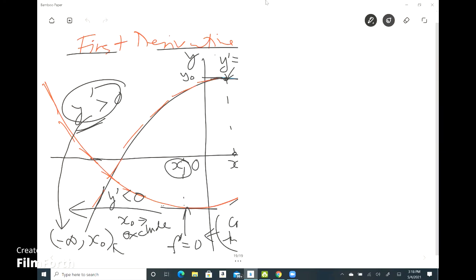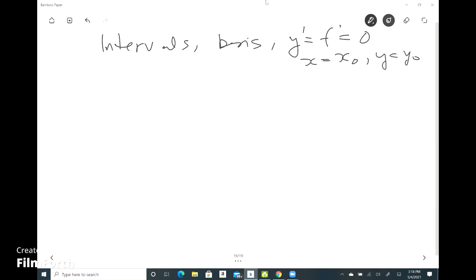I put the table here. You can break it down into intervals. The basis of the intervals will be where y prime, or f prime, is equal to 0. Suppose that happens at x equal to x0, and of course you can find the value of y, that is y0. But sometimes we don't have to worry about the y now, just worry about the x. So the basis of the intervals is where y prime equals 0, and then you can break it out based on that.